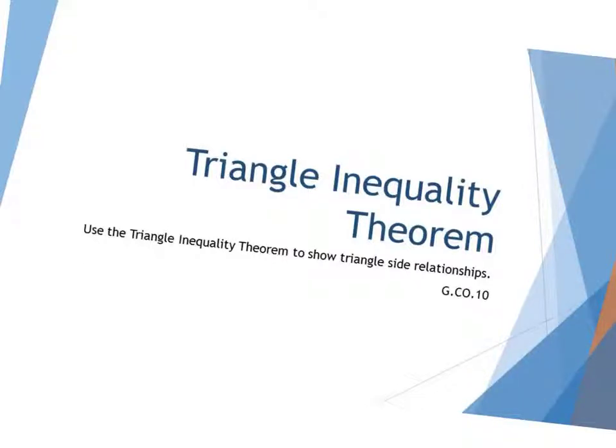Hi guys, this is the last lesson in Unit 5 and it is triangle inequality theorem. And the goal is to use the triangle inequality theorem to show triangle side relationships. And the standard is congruence number 10.